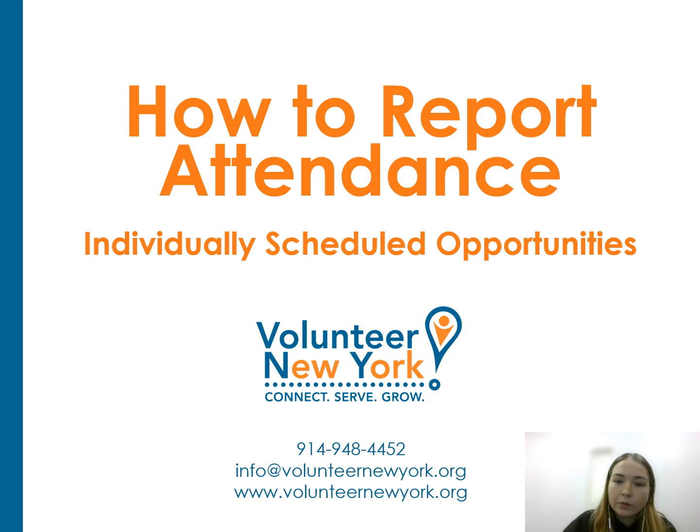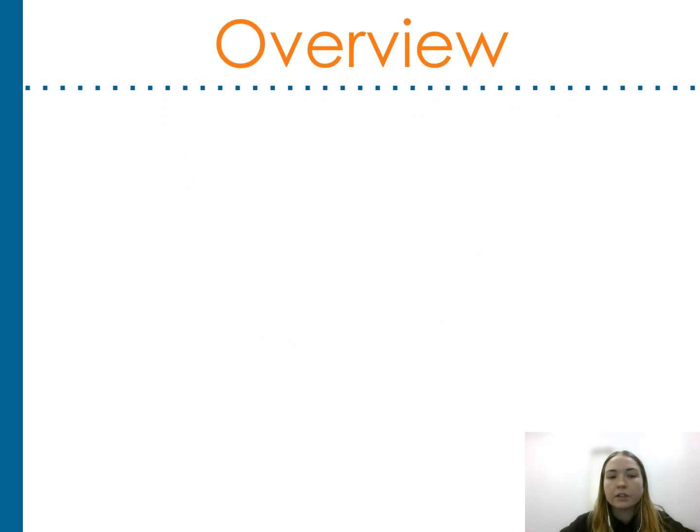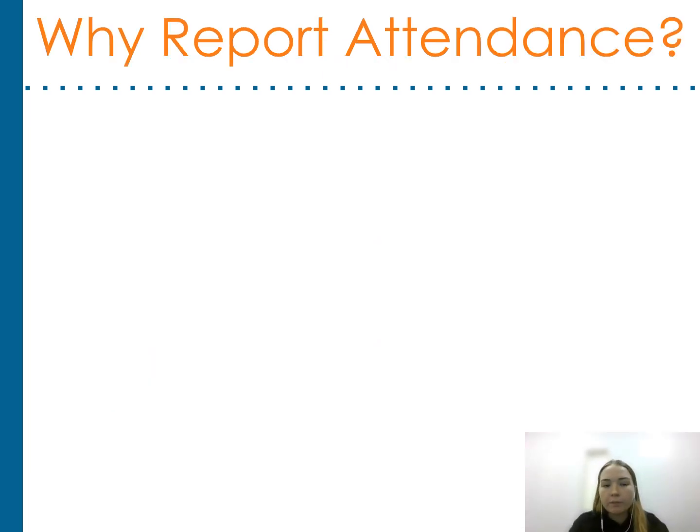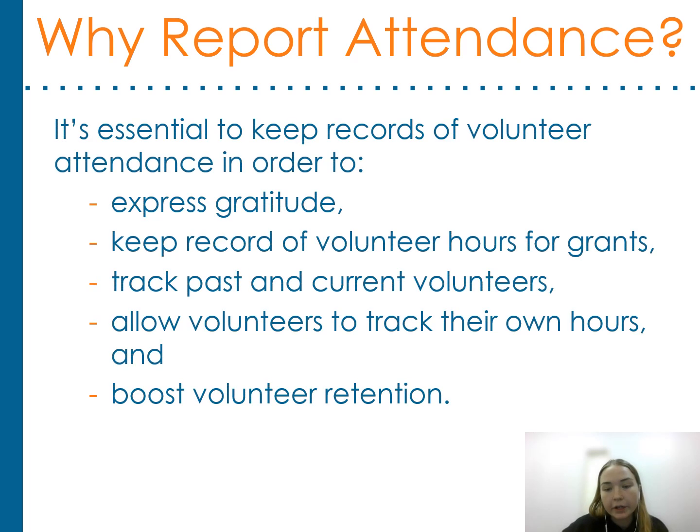So for this tutorial, we're going to learn how to report attendance for projects with an individually scheduled schedule type. To give an overview of what this presentation will cover, we're first going to begin with reasons to report attendance. Then we're going to learn how to confirm volunteers that have expressed interest for an individually scheduled opportunity. Then we'll move to how to report attendance through the Volunteer Opportunity tab. And then we'll go through the steps to report attendance for volunteers that have already started serving hours or have future hours planned. So to jump right in, we're first going to think about why we should report attendance.